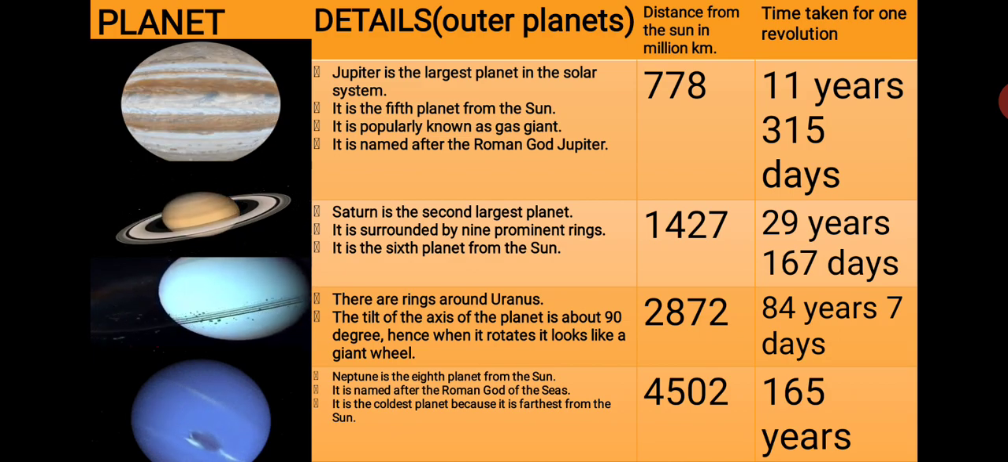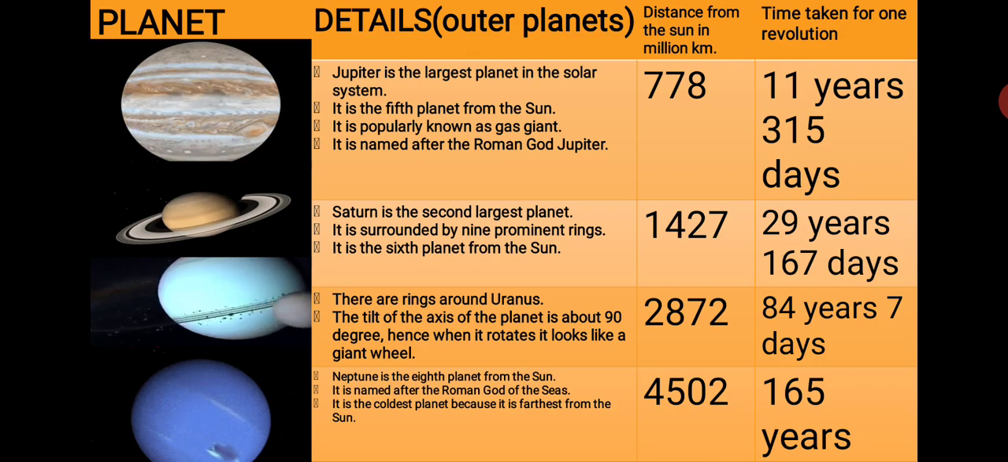Then comes Saturn. It is the second largest planet. It is surrounded by 9 prominent rings. It is the sixth planet from the sun and it takes 29 years 167 days to complete one revolution and it is 1427 million kilometers away from the sun.